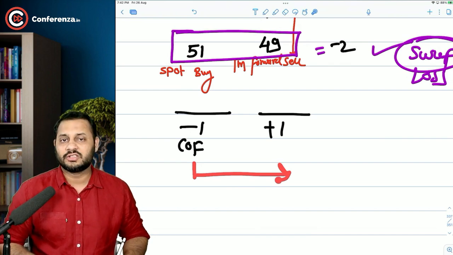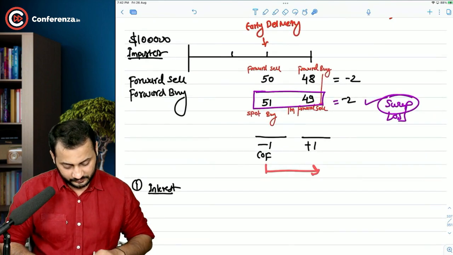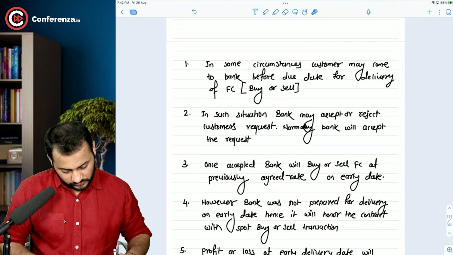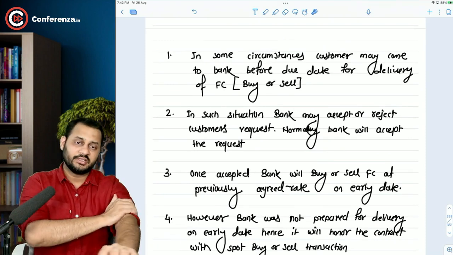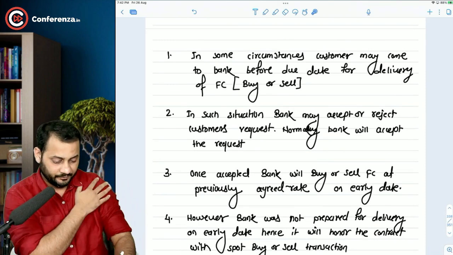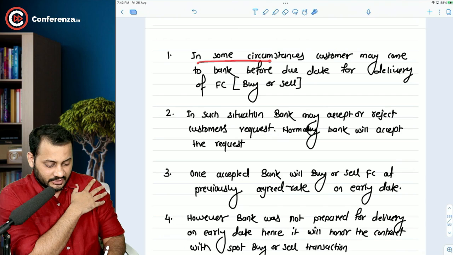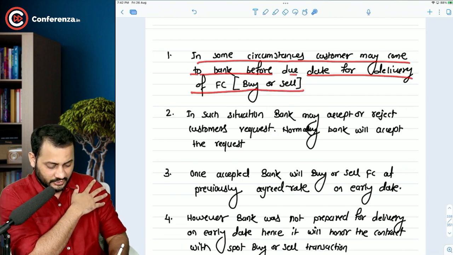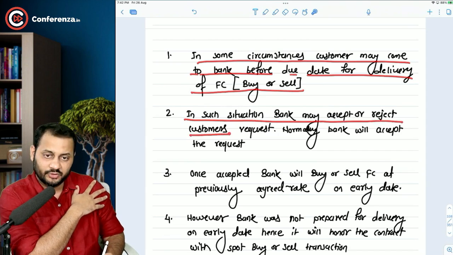Now we are going to solve some questions and you will see more of this. Let's have a look. Okay, let's read first couple of things that I have marked. Have a look. In some circumstances, customer may come to the bank before due date for delivering of foreign currency. It may buy or sell. In such situation, bank may accept or reject customers. Do you agree with this?